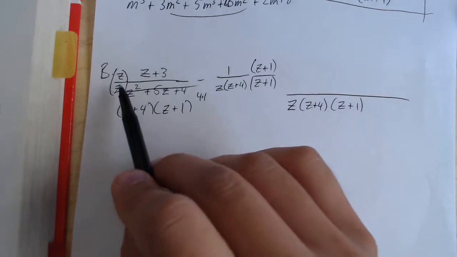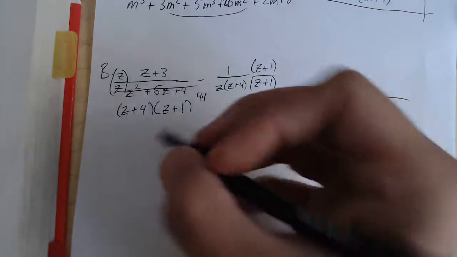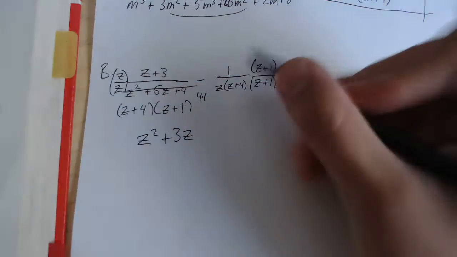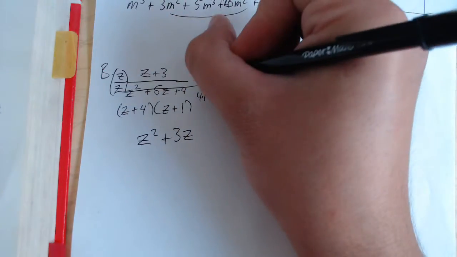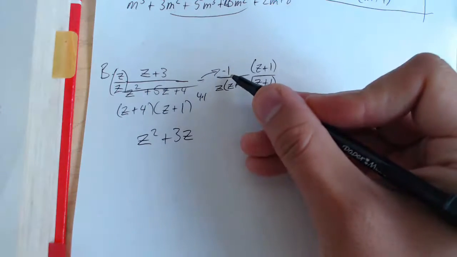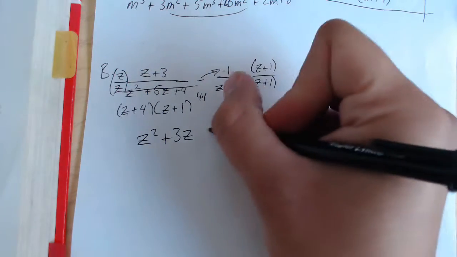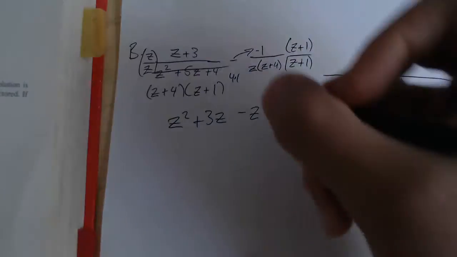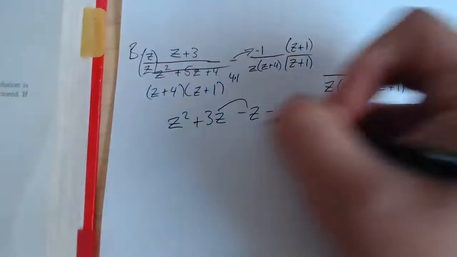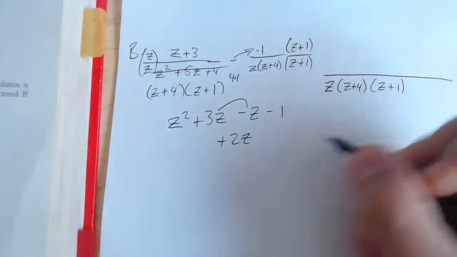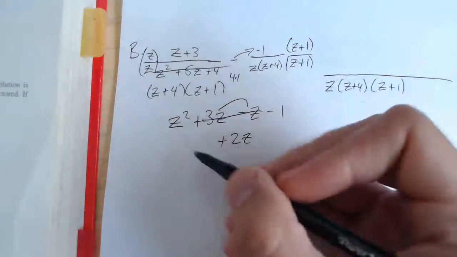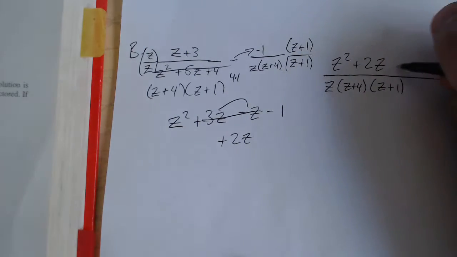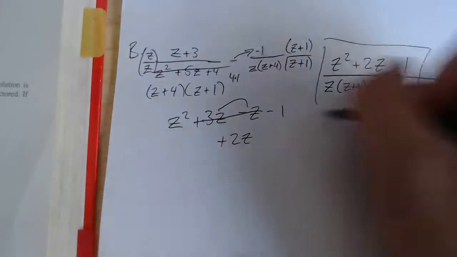Okay, so when I multiply here, z times z plus 3 gives me z squared plus 3z. And then this one, I have to take this negative and bring it up here to the negative 1. So it's negative 1 times z plus 1. That gives me negative z minus 1. Alright, so from here I'm just going to combine like terms. These two combine to become positive 2z. So our final numerator is just going to be z squared plus 2z minus 1. And that is our final answer there.